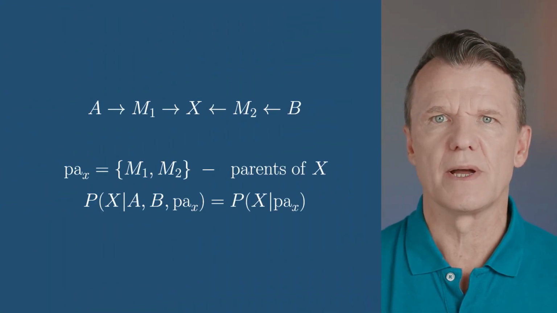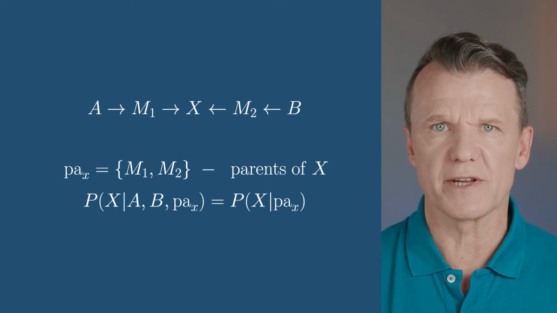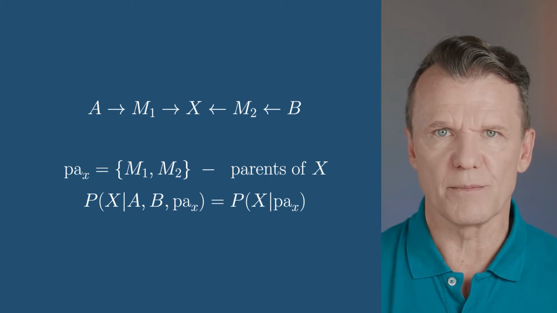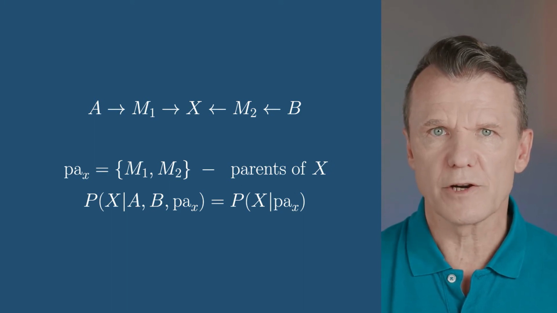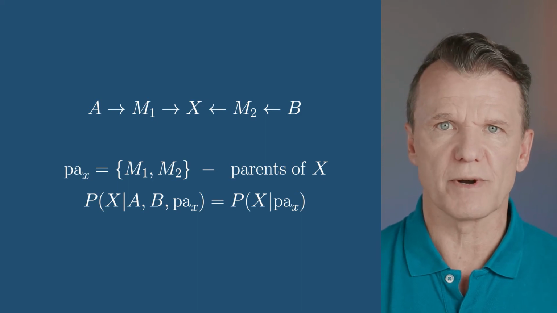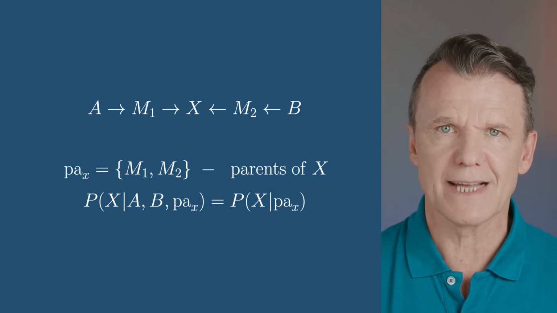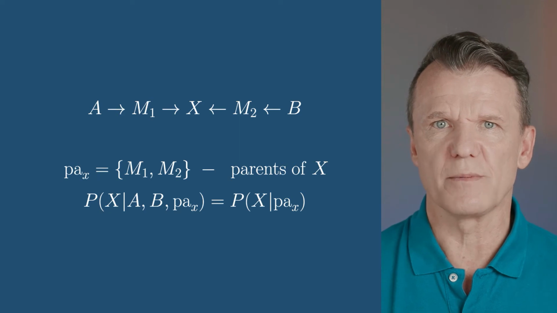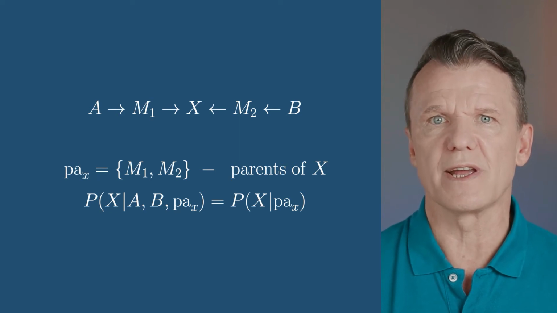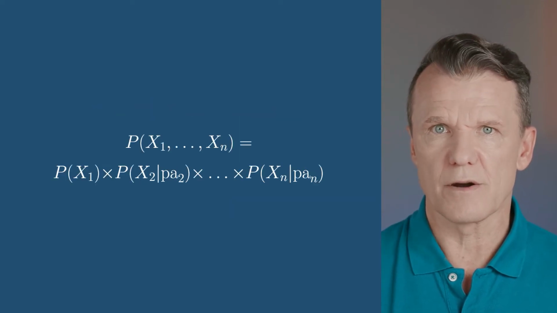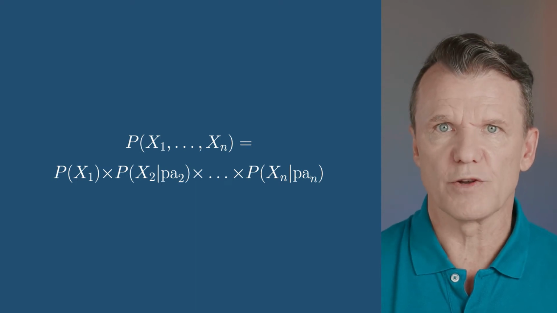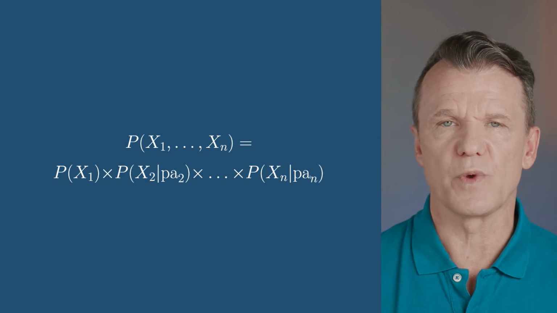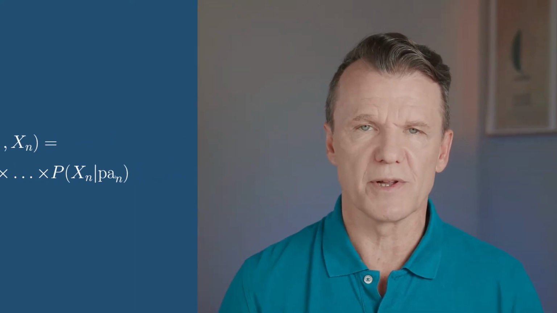In this diagram, M1 and M2 are parents of X. Nodes A and B are ancestors. Let PA sub X denote all parents of X. Arrows landing in X define conditional probabilities, and the Markov assumption asserts each variable's probability depends on only its parents. Their product determines the joint probability. If a variable has no parents, no incoming arrows, we use its marginal probability.